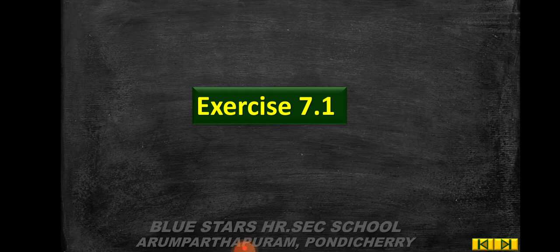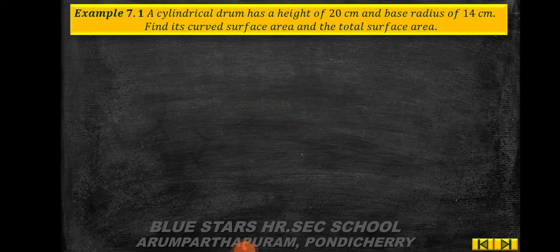Last video we saw formulas. Today we are going to see exercise 7.1. Before that, we are going to see the worked out examples today. Example 7.1. A cylindrical drum has a height of 20 cm and base radius of 14 cm. Find its curved surface area and the total surface area.